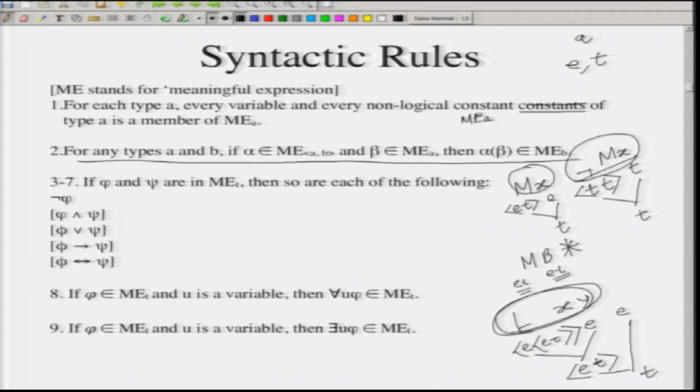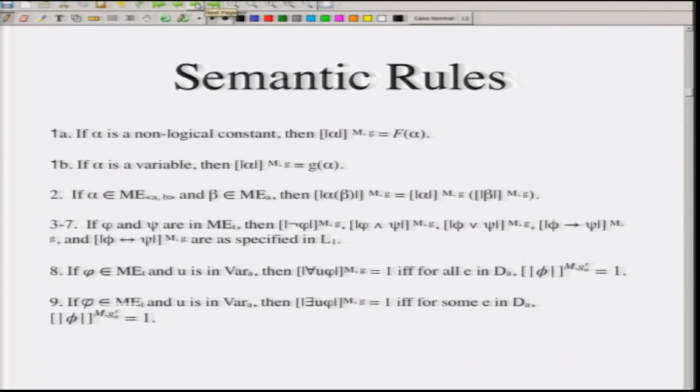Then we go to rules 3 to 7. If phi and xi are in MET, that is if these are formulas, then so are each of the following: neg phi, phi and xi, phi or xi, if phi then xi, and phi if and only if xi. Now these are quantification rules 8 and 9. What does 8 say? If phi belongs to MET and u is a variable, then all u phi belongs to MET. The second one is very similar. You just replace the universal quantifier by the existential quantifier. That's it. And then we go to the next slide, the semantic rules.